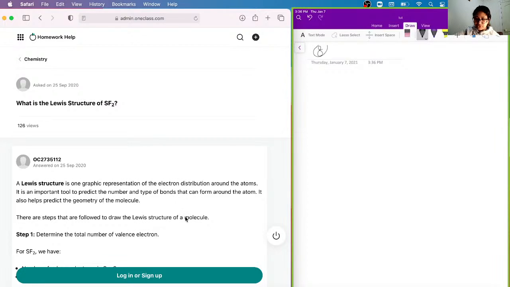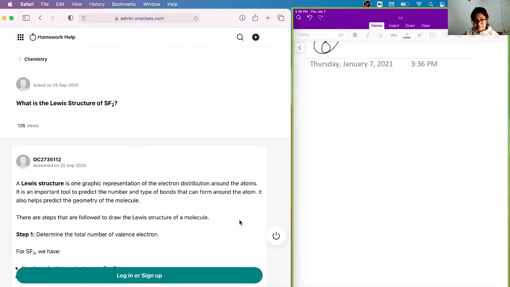Next, it says, what is the Lewis structure of sulfur dichloride? A Lewis structure is basically a representation of the electron distribution around the atoms of the compound. It is also an important tool to predict the number and type of bonds that can form around the atom. It also helps predict the geometry of the molecule, whether it's tetrahedral, trigonal planar, and stuff like that.